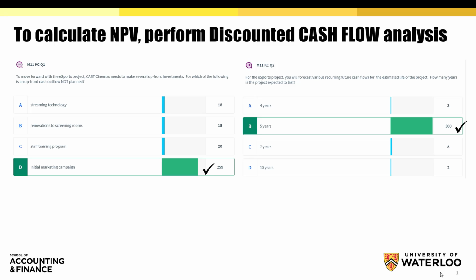Wanted to point out that in both questions, we asked you to look for cash flows, so upfront cash outflows and recurring cash flows. And that's a really important distinction. When we calculate net present value, we perform discounted cash flow analysis. I usually suggest to students equate NPV with DCF, and remember the CF stands for cash flows.